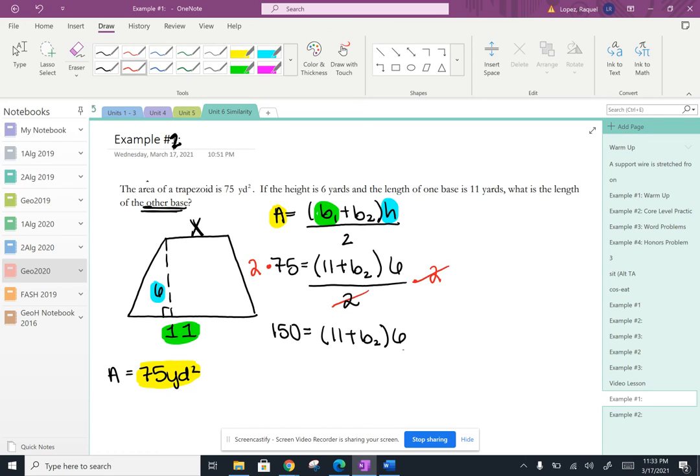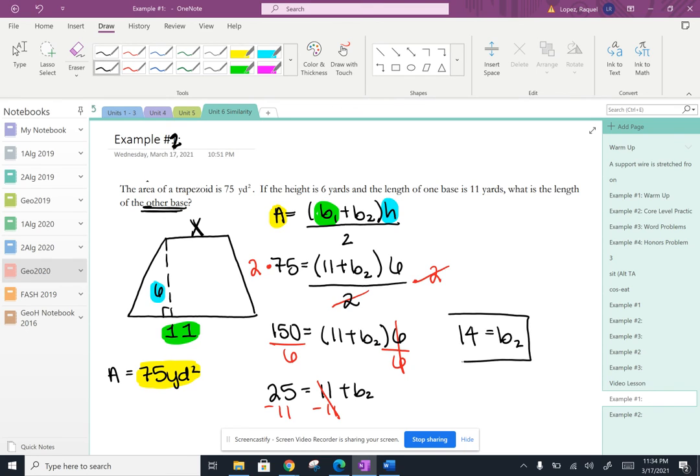All right. The next thing we want to do is divide both sides by 6. And that gives us 25. So 150 divided by 6 is 25. So we have 25 equals 11 plus B sub 2. And then we're going to subtract 11 on both sides. And that gives us 14. So 14 is the length of our other base.